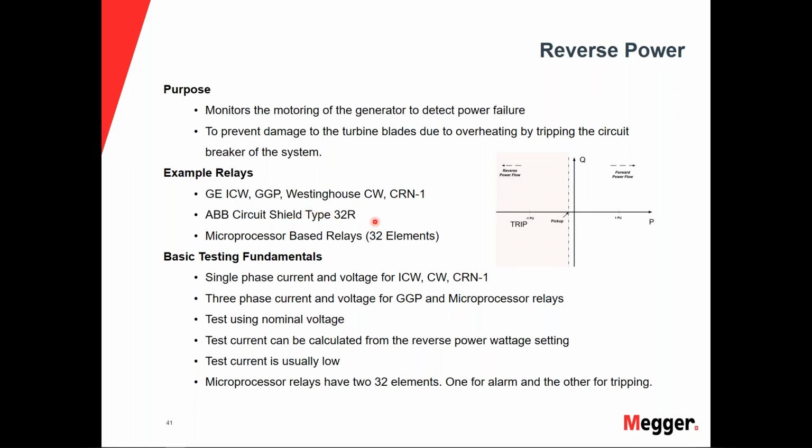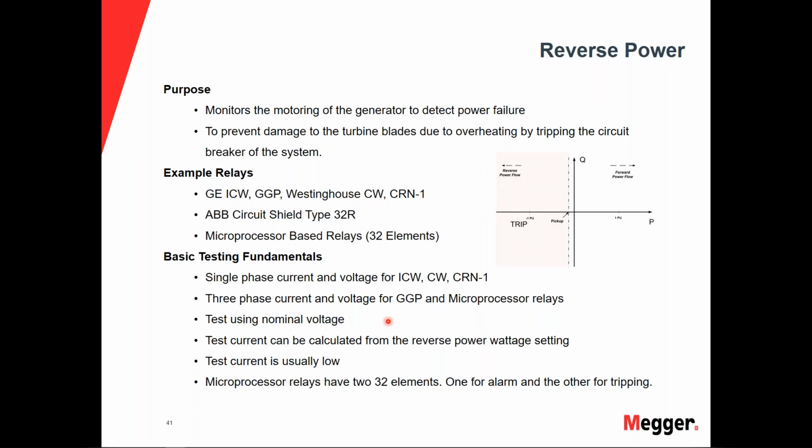What types of relays? We've got a GE electromechanical style relay, the GGP is pretty common. The ABB CRN relay, Circuit Shield, and then also any microprocessor relay with 32 elements, 32F, 32A, or 32R. It can be tested with single phase current and voltage. As for the electromechanical relays, you can test that way.